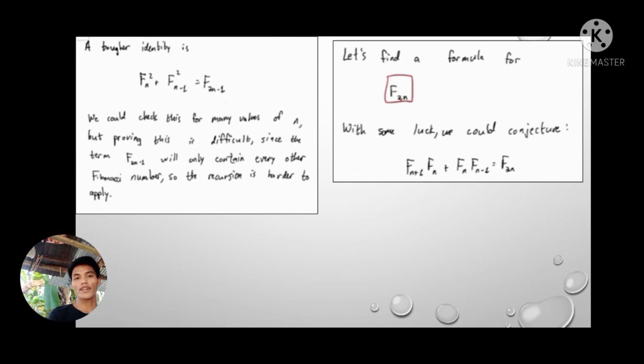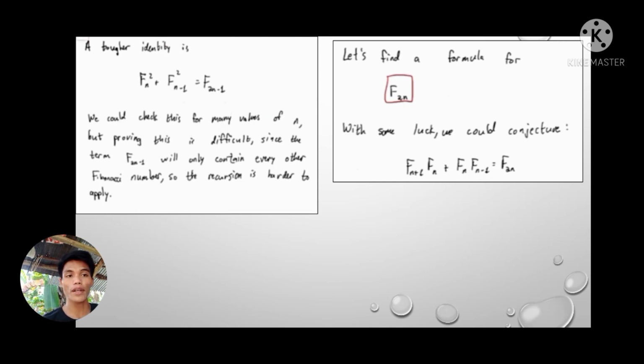So next, the identity is f sub n to the power of 2 plus f sub n minus 1 to the power of 2 is equal to f sub 2n minus 1. We could check this for many values of n, but proving this is difficult, since the term f sub 2n minus 1 will only contain every other Fibonacci number. So the recursion is harder to apply.